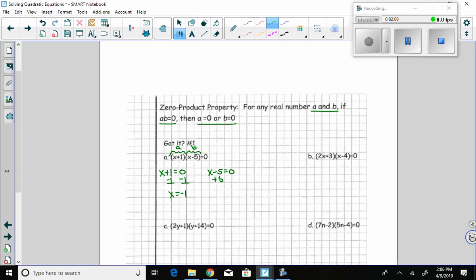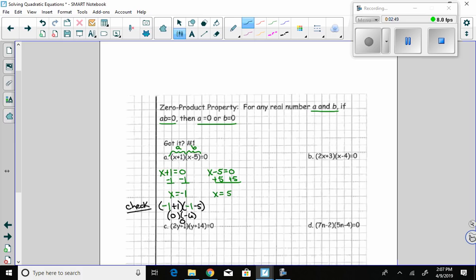And on the other one, I add 5 over, and I get x equals 5. Now we could go back and plug this in and check it to see if it actually does work. So check, okay? So here's my check. What I'm going to do is take the -1 and plug it in. -1 plus 1 times the other factor, which is -1 minus 5. So -1 plus 1 is 0. 0 times -6 equals 0.